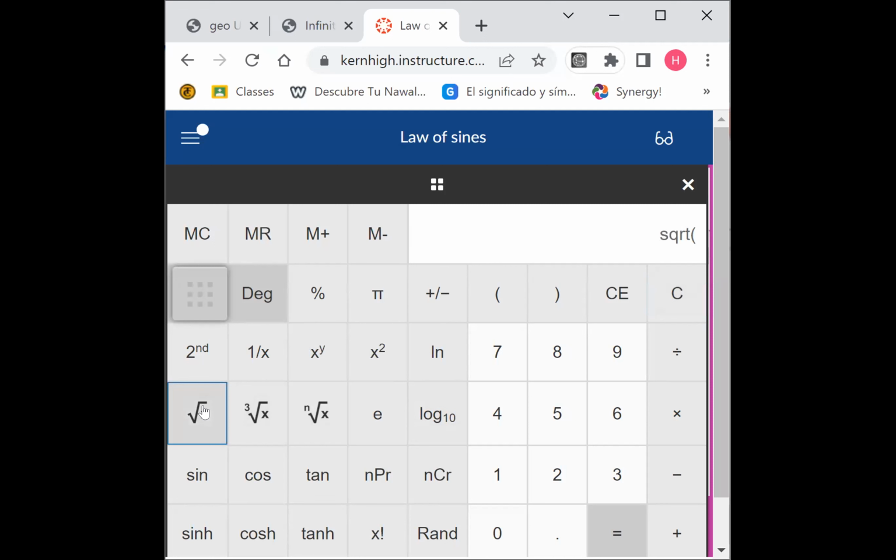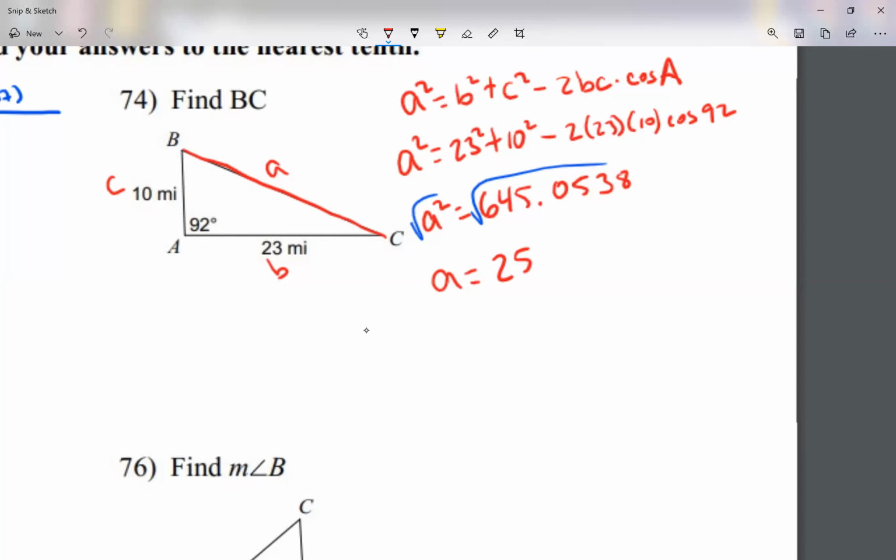Square root of 645.0538. Okay, so my instructions here said round it to the nearest tenth. So 1 decimal place. So I see 25.39. So I'm going to call this 25.4. Okay. So this is 25.4. Not bad. Not bad.